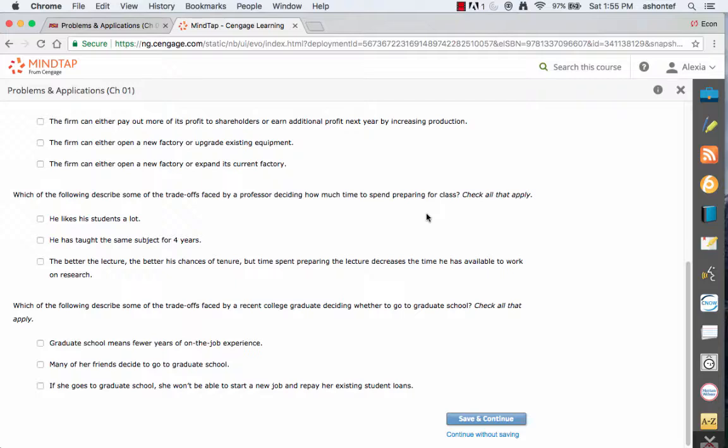So be careful. If they're just statements being made, but there's no trade-off involved in the statement, then that's probably not going to be a trade-off to that person. Okay, we're going to continue on, and we'll go to question 2.